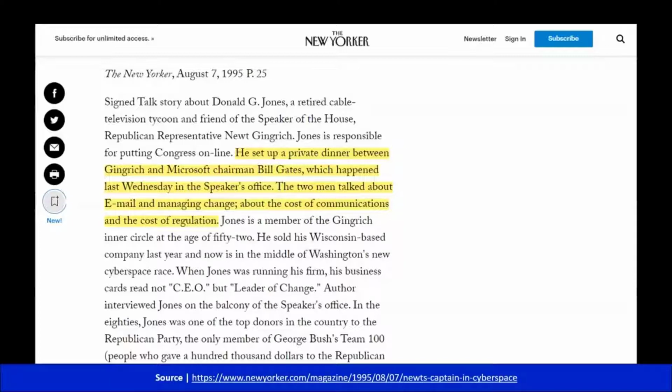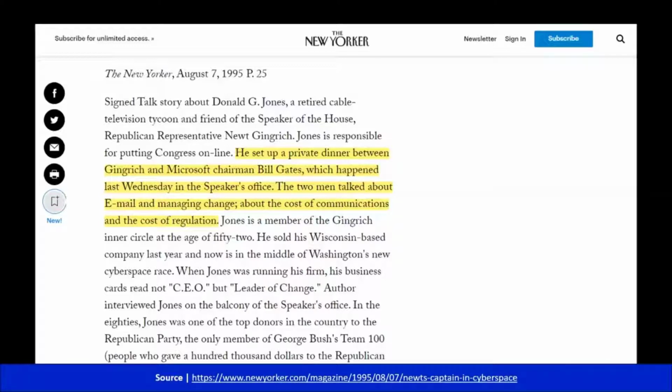This is from the New Yorker from August 7th, 1995. "He set up a private dinner between Newt Gingrich and the Microsoft chairman Bill Gates, which happened late last Wednesday in the speaker's office. The two men talked about email, managing change, and about the cost of communications and the cost of regulation."